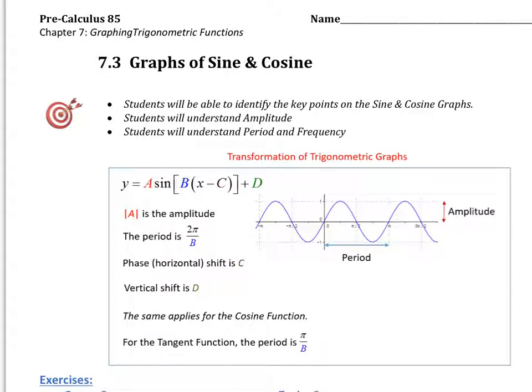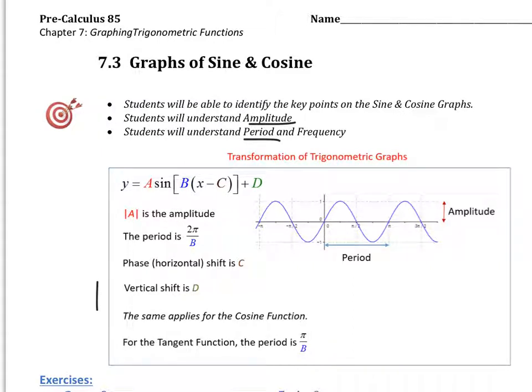So diving right in here, concepts that we have to talk about are what number changes the amplitude, how our period length is affected, and then the idea of our phase shifts, whether it's a vertical shift or a horizontal shift.